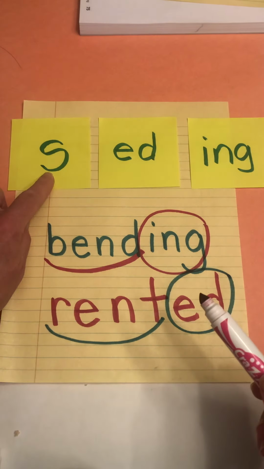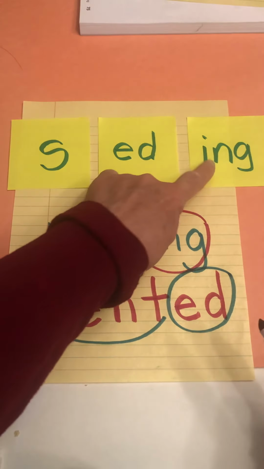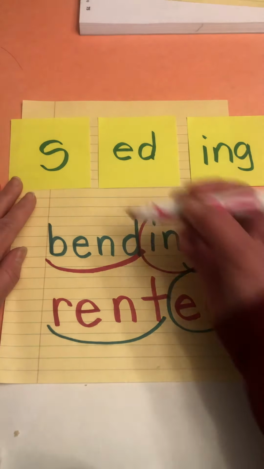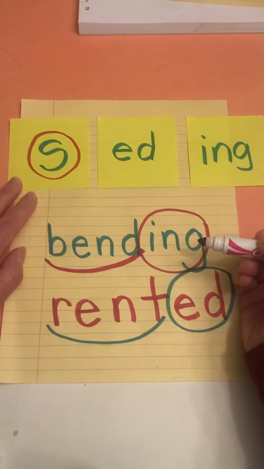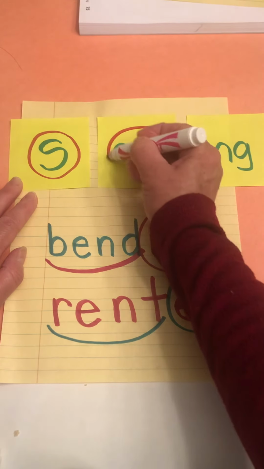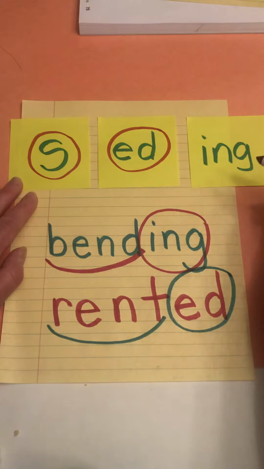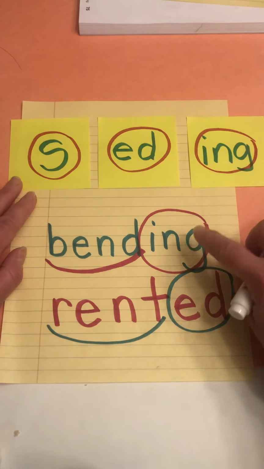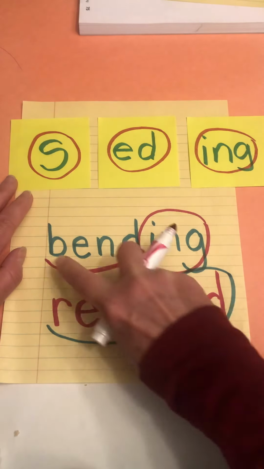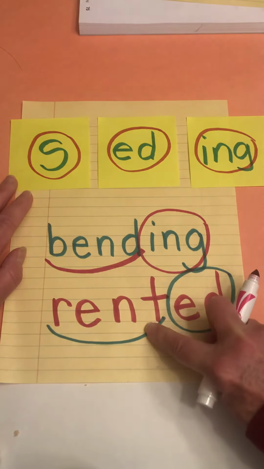Let's take a look. Here are the three first-grade suffixes we use. S, ed, and ing. When you mark a word with a suffix, you circle the suffix and you scoop the base word.